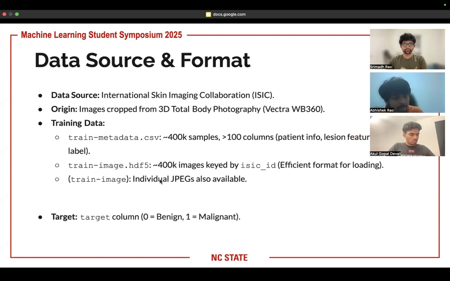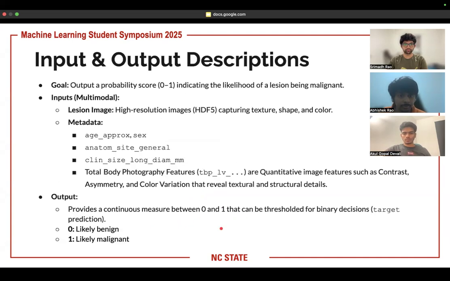Our data is sourced from ISIC. What did we have? We have images cropped from 3D photos. In the data, we had 400,000 samples with over 100 columns. We had HDF5 images for all these samples, which are efficiently compressed, and we also had individual JPEGs. Our target column was binary, either 0 or 1. Our goal was to output a probability score between 0 and 1, indicating the likelihood of malignancy.